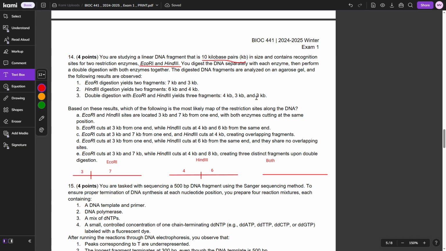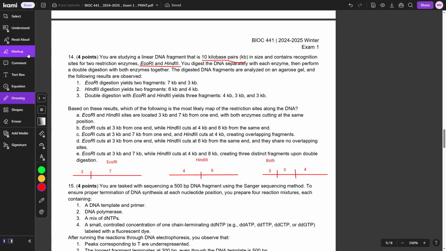So, a 4, a 3, and a 3 is interesting because what that suggests is that this 7 is being broken up into a 4 and a 3. Right? So basically what's going on is I know that EcoRI, let's draw it here actually. So we got a 3, 3, and a 4. Okay. So I know that EcoRI cuts here, basically, right?